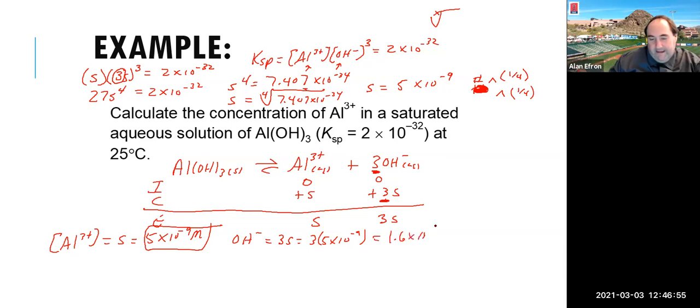1.6 times 10 to the minus 8 molar for our hydroxide, which, by the way, since it is hydroxide, we could actually even calculate the pOH from that if we wanted to, and we could get to the pH if we were interested in what the pH of this solution would be as well. Any questions on that?